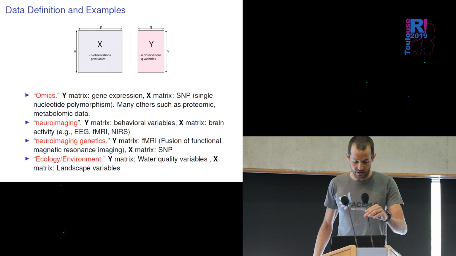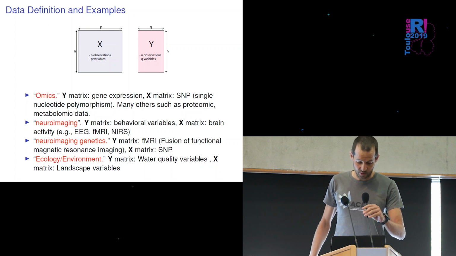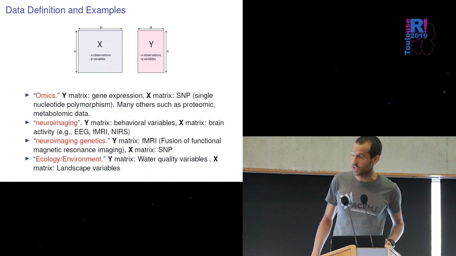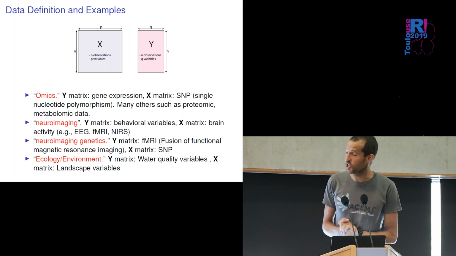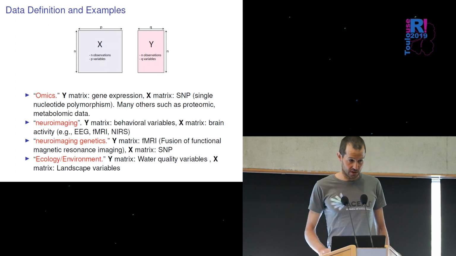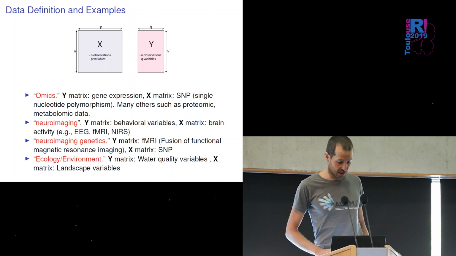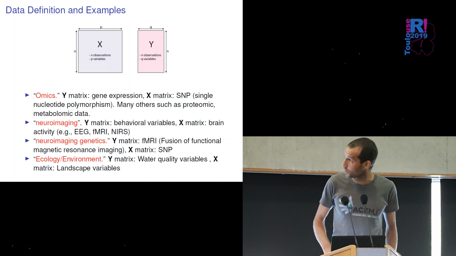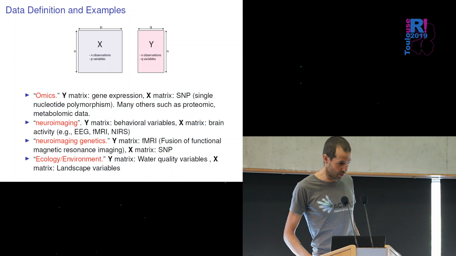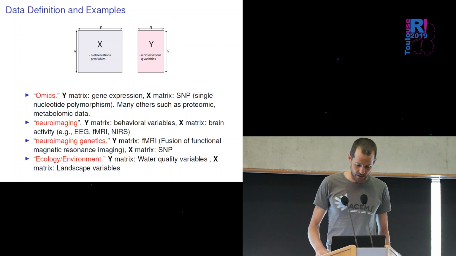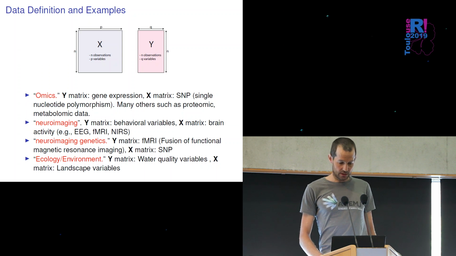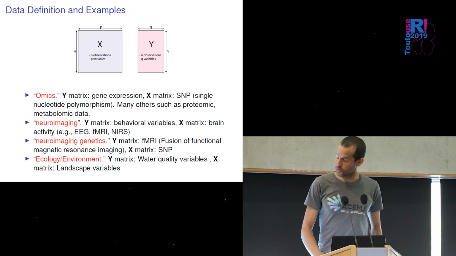In the neuroimaging field, you can imagine that the Y matrix is behavioral variables and the X is some brain activity. In neuroimaging genetics, which is a hot topic, the aim is to combine information from the genetic part and the imaging part. And in ecology, because I work in ecology now, in the Y part you can see water quality variables, and X is some variables which describe the landscape. So in this kind of example, we will use some PLS.